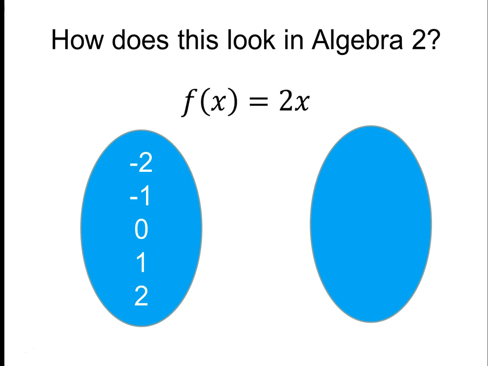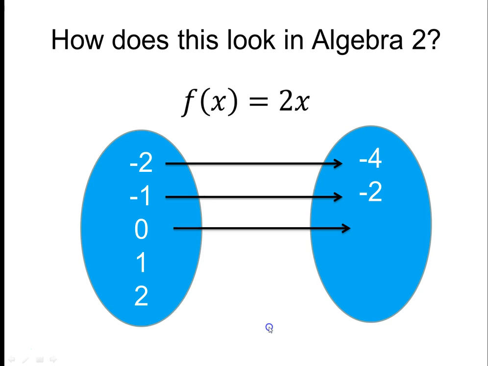All right, how does this look in Algebra 2? Well, Algebra 2 is going to be a little harder. It's going to give you a function. It's going to say f of x equals 2x. Well, I've picked some numbers over here. Can I pick any numbers I want? Yep. So I picked some numbers over here, and I plug them into the formula to get my output. So if I put negative 2 in, negative 2 times 2 is negative 4. If I put negative 1 in, negative 1 times 2 is negative 2. And I build my output.